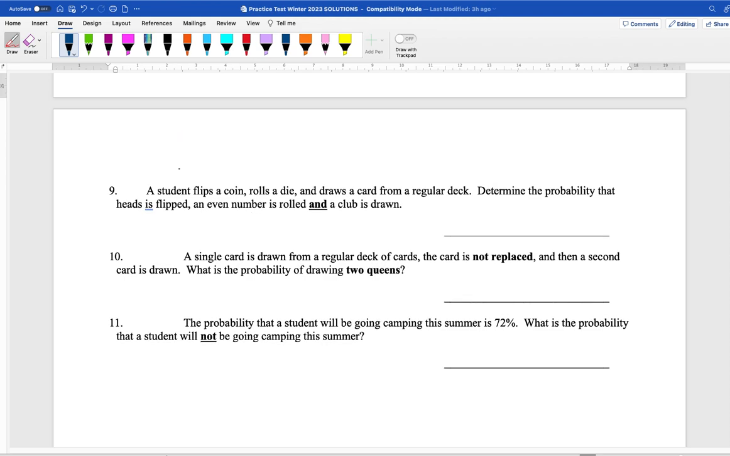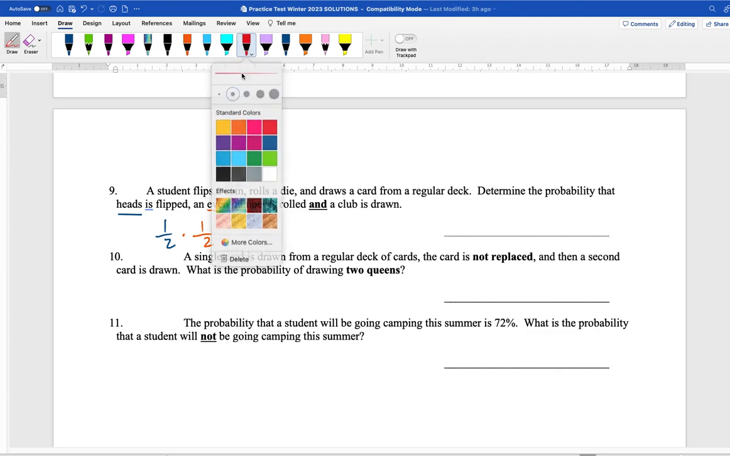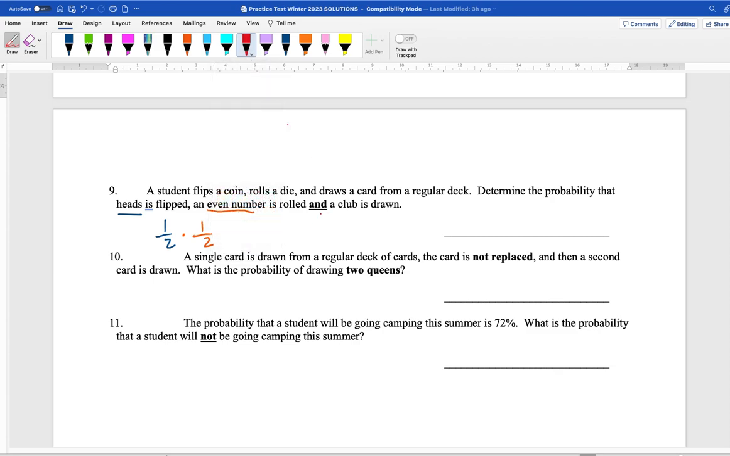Right. A student flips a coin, rolls a die, and draws a card from a regular deck. What's the probability that heads is flipped? So that's a half. Even numbers rolled. Well, that's a half again. And a club is drawn. Well, the club is a quarter, 1 out of 4. So that equals 1 over 16. There's a 1 in 16 chance that'll all happen. Okay.